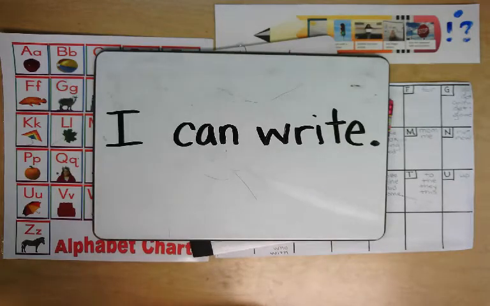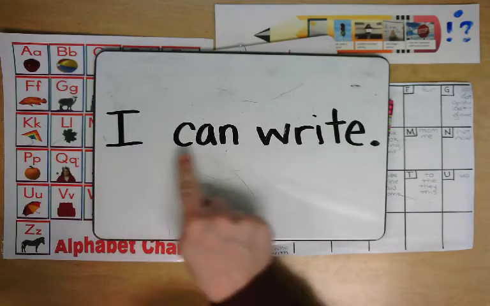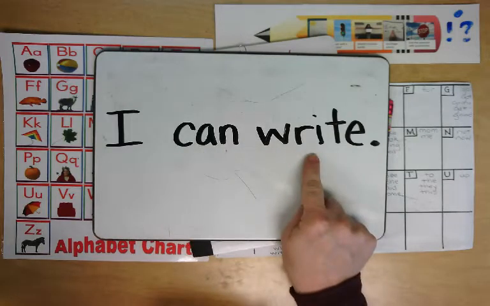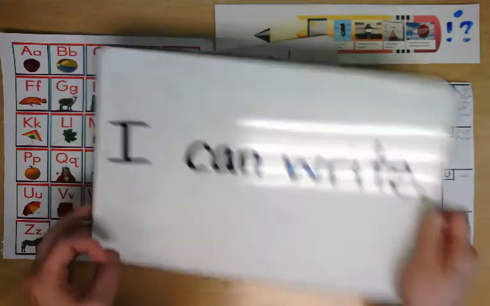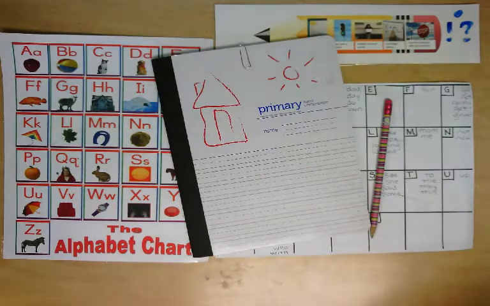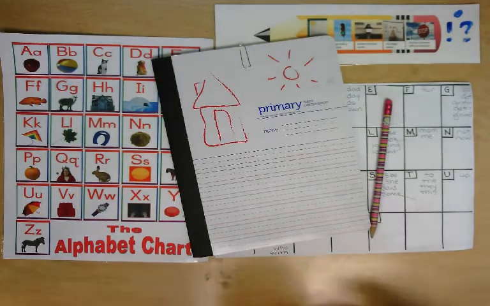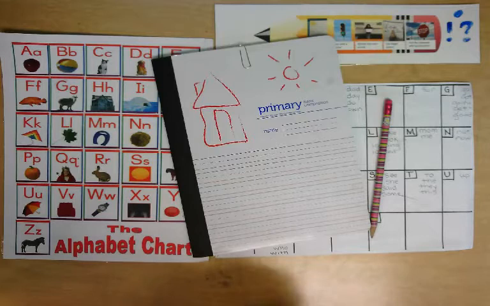Friends, so our learning objective for this lesson is I can write. Now each one of you is a writer, and today we are going to work on writing together. We're going to write two different sentences together. So there are some tools that you need for writing today.